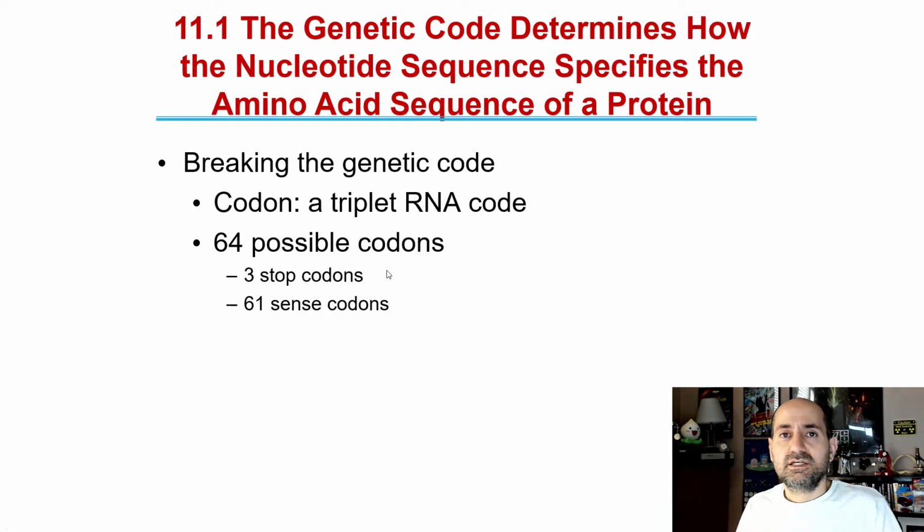So how does the process of translation work? It's the process by which your cells interpret the genetic message from the mRNA and use it to produce the correct amino acid sequence to form a correct protein. Well, it all has to do with this genetic code, which relies on codons or triplet codes from the DNA that are copied into RNA. There's 64 possible triplet codes. Three of them code for stop codons and not for amino acids. 61 of them code for amino acids.